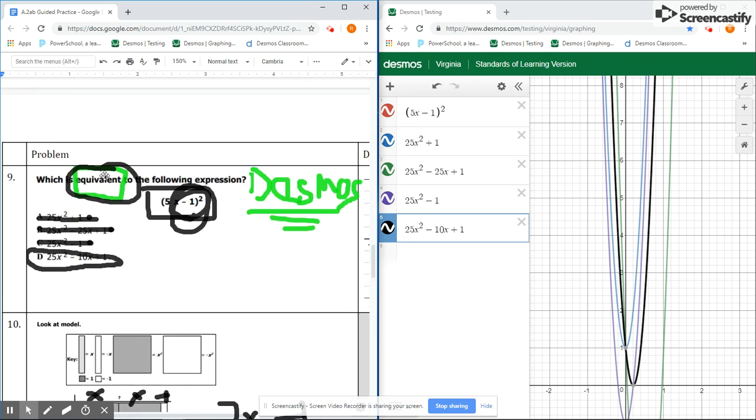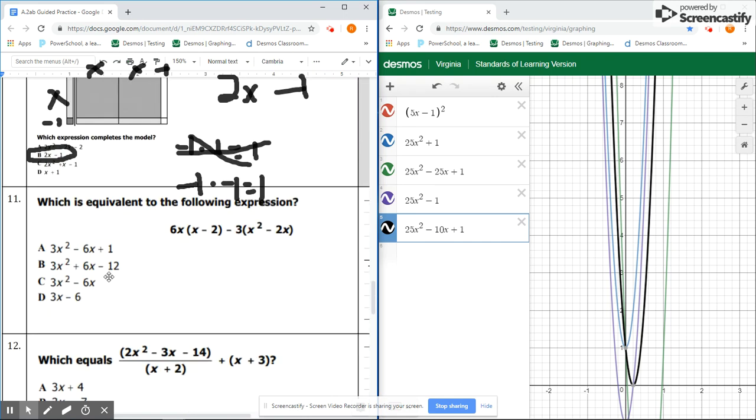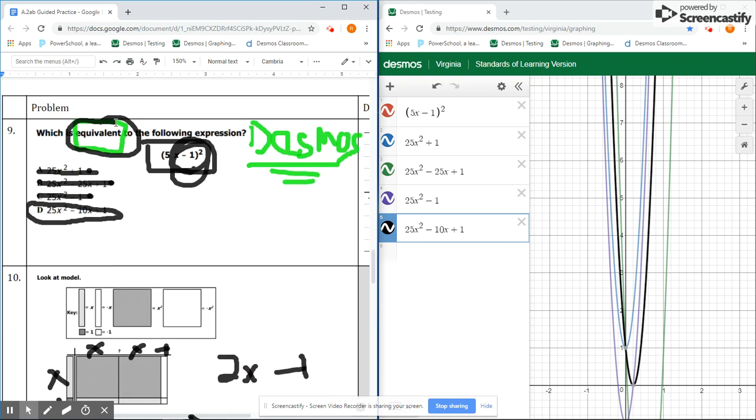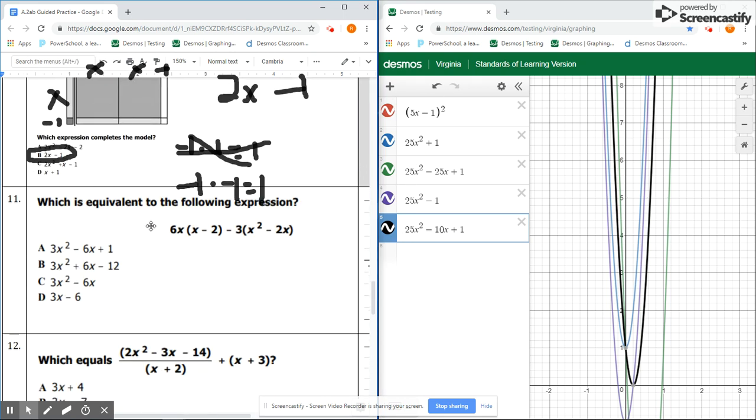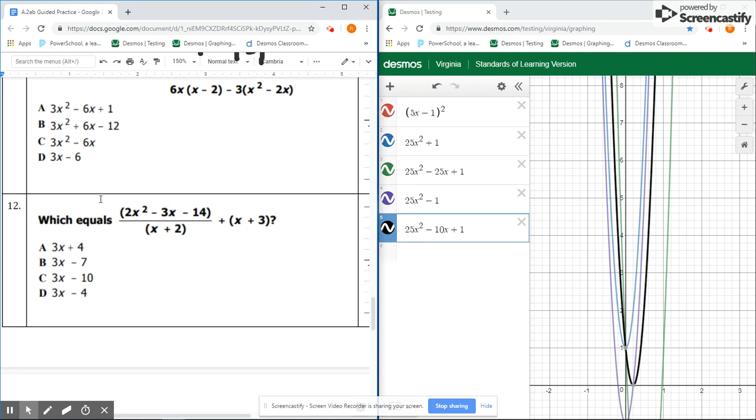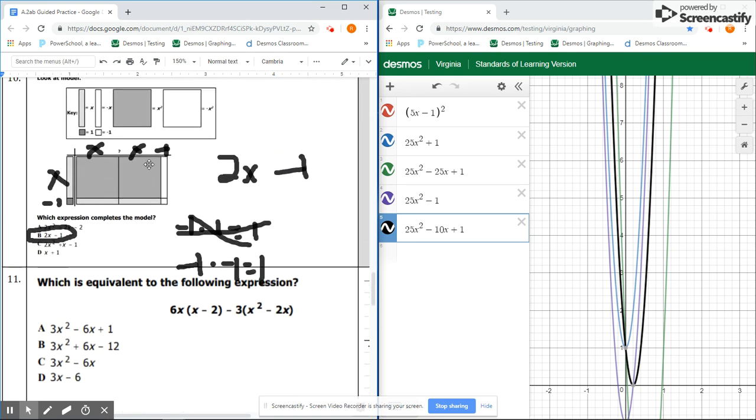Okay, so there's 9 and 10. You're going to try 11 and 12. The hint for 11 and 12, look, this one here, 9, says equivalent. We just typed it into Desmos and saw what matched. 11 here says equivalent, so you should do the same thing. 12 says equals, you should do the same thing. All right, type these in, see what you get.